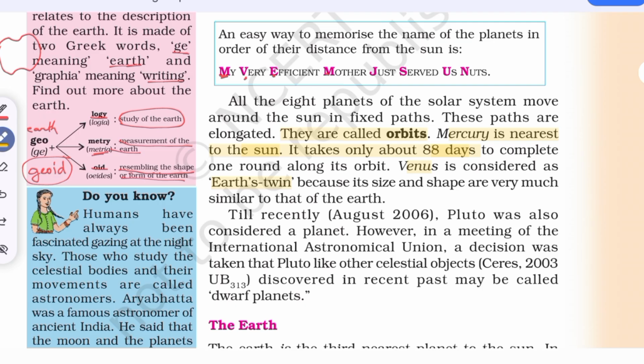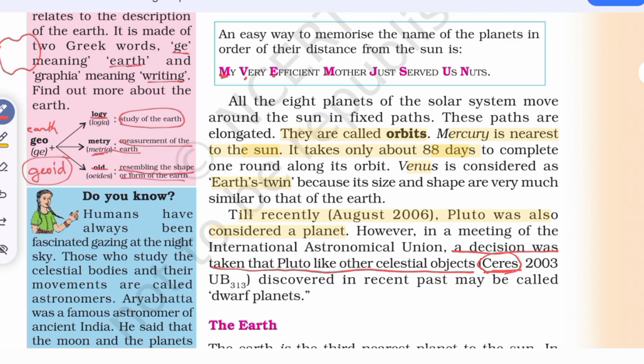Till recently, August 2006, Pluto was also considered a planet. However, in a meeting of the International Astronomical Union, also known as the IAU, a decision was taken that Pluto, like other celestial objects such as Ceres, is a dwarf planet.